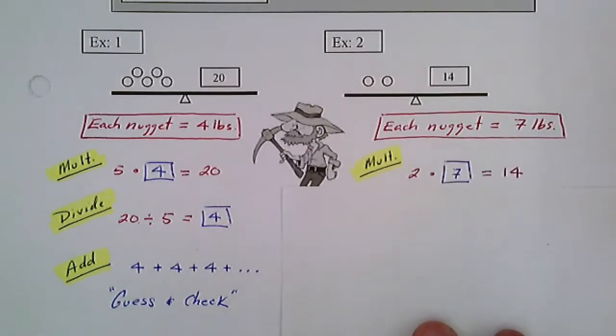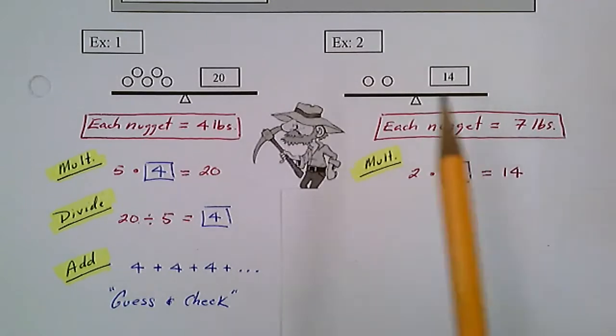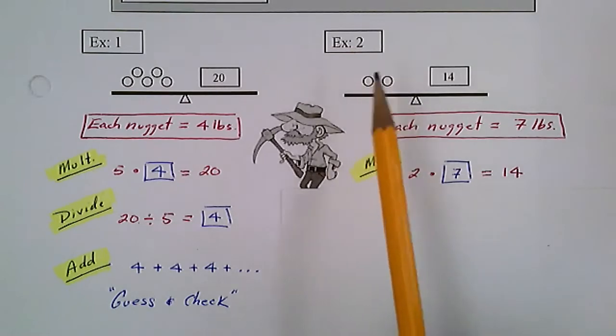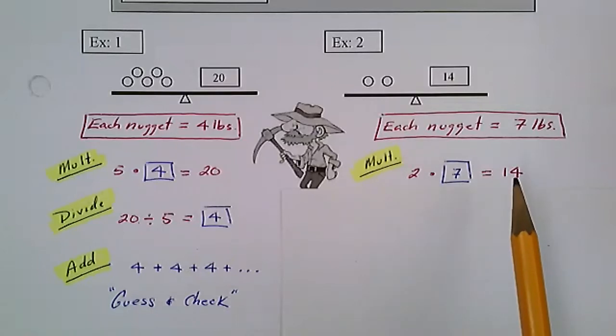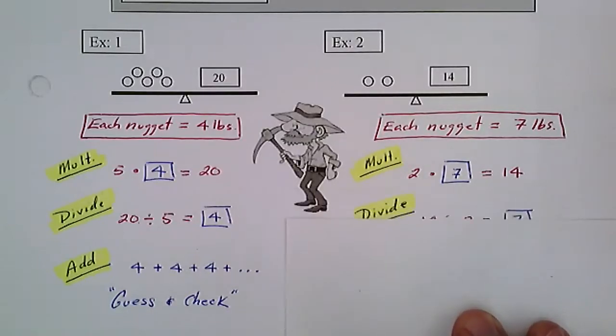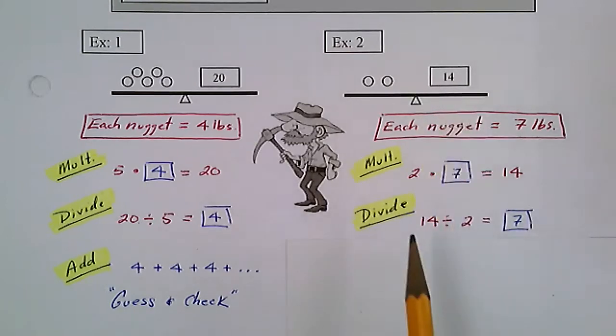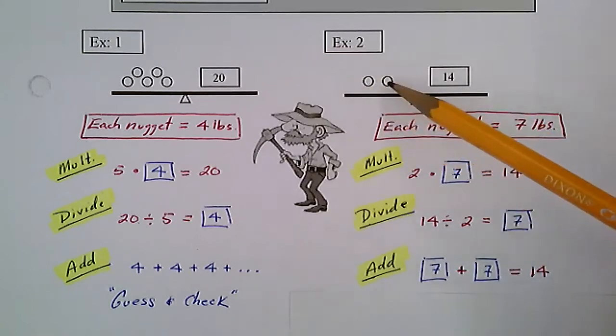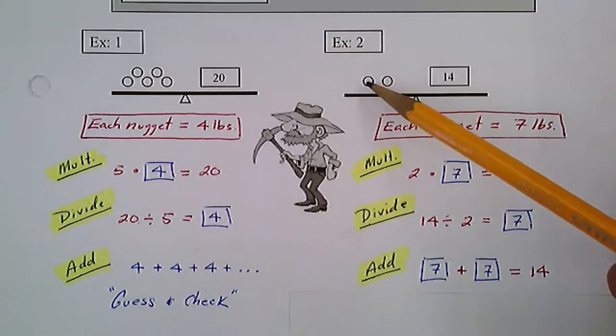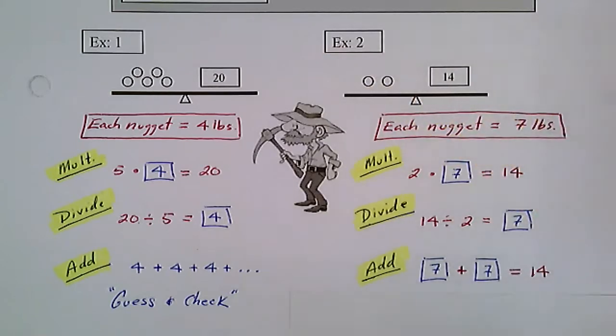We could have first multiplied. So there's 2 nuggets, okay? So if they're the same, 2 times what? 2 times 7 would be 14. You could have divided. Some of you think of it in terms of divide. So you took the 14, and then you said, okay, well, I'm going to divide that between 2 nuggets. So each was 7. And then some of you might have added. You might have just said, oh, okay, 7 plus 7. What number plus itself? 7 plus 7 make 14.